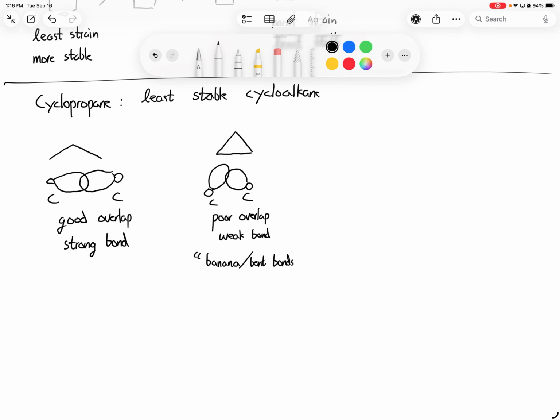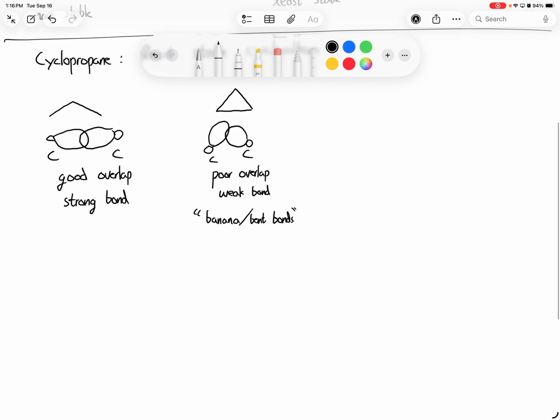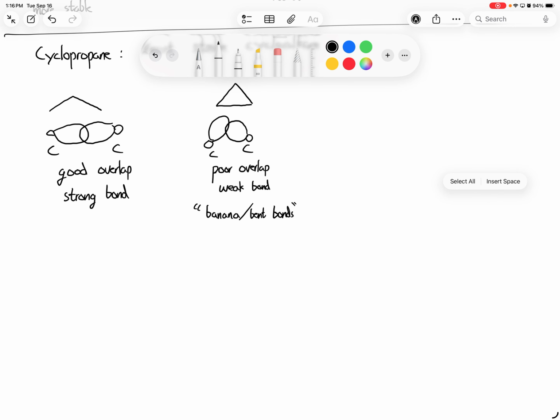There's a whole Wikipedia page about this. It goes into detail about what these bonds are and how they differ from a traditional CC bond. We'll talk about that based on the bond length that we'll see in a little bit. Are there any questions about the pictures there? So propane, typical CC bond. Cyclopropane, bent bonds. That's why the overlap is poorer, and the bond is weaker, more reactive.